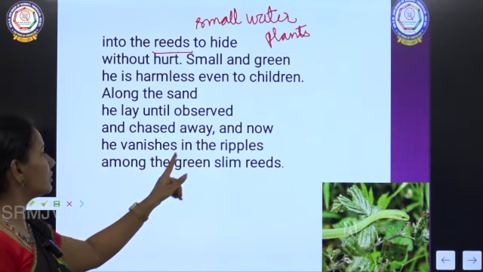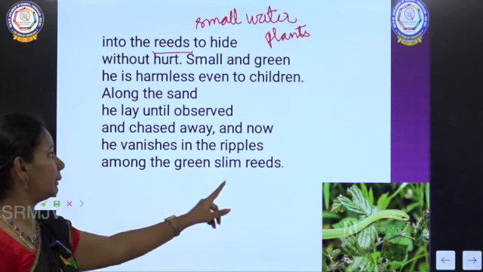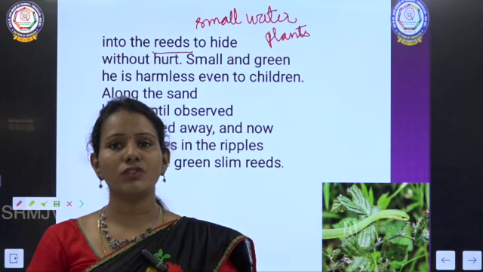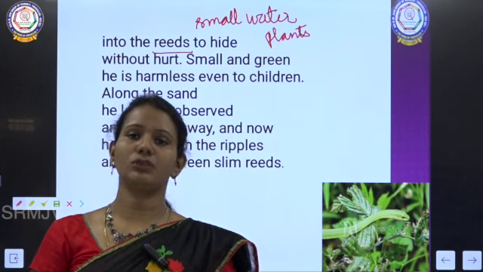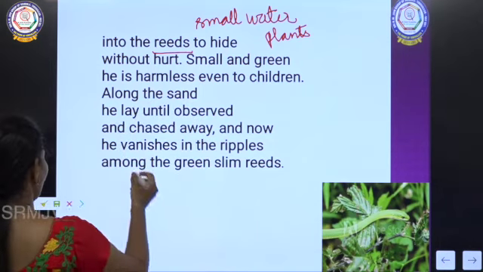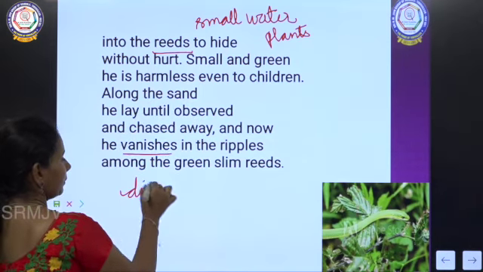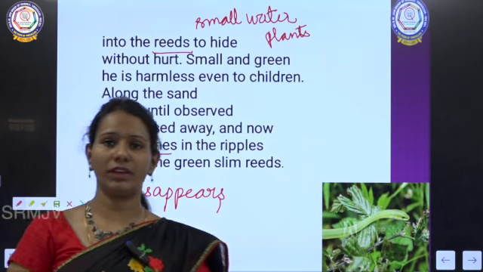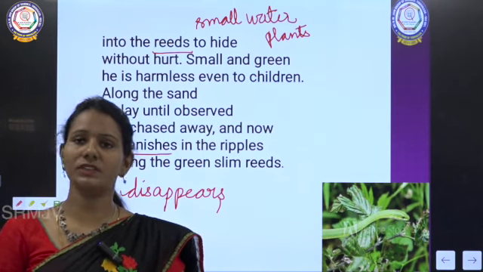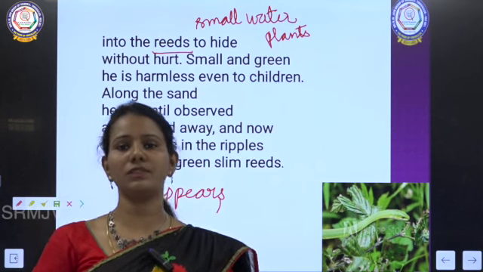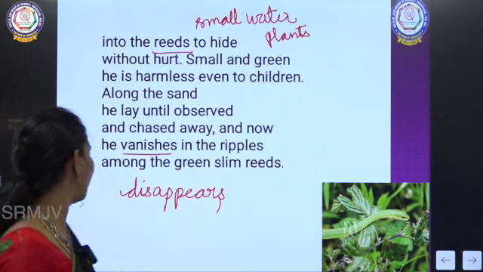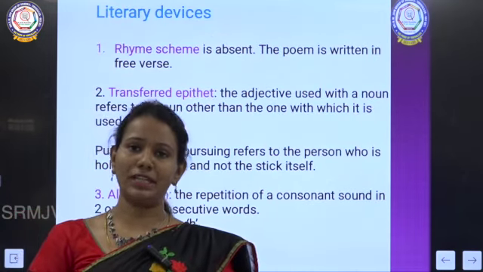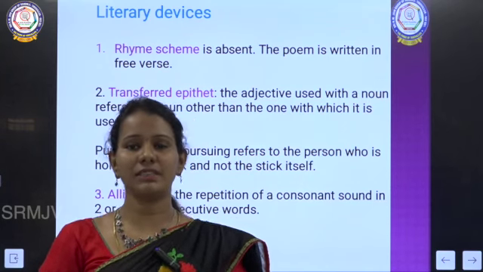And now he vanishes in the ripples among the green slim reeds. And now what has happened to the snake? Because of the pursuing stick, he is now trying to wriggle away through the water into the reeds. He vanishes. Vanishes means what? He disappears. He goes and hides somewhere, because he has to escape the pursuing stick, yes or no? So, he goes and disappears into the reeds. So, that is what the poem is about, children. Here the author is bringing out how the snake is trying to escape the stick and how harmless the snake is.